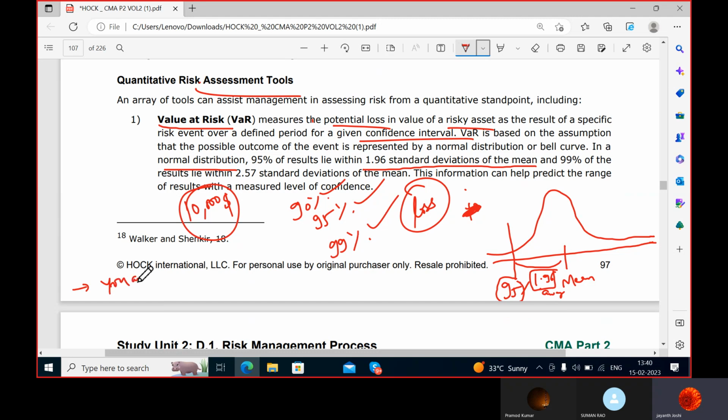You are 95% confident. Why? Because this is the confidence interval. Am I right? This is the confidence interval, correct? The 95% here, the line which I have drawn, is called the confidence interval, and beyond this is 5%. That is called the significance level. What is that? Significance level.